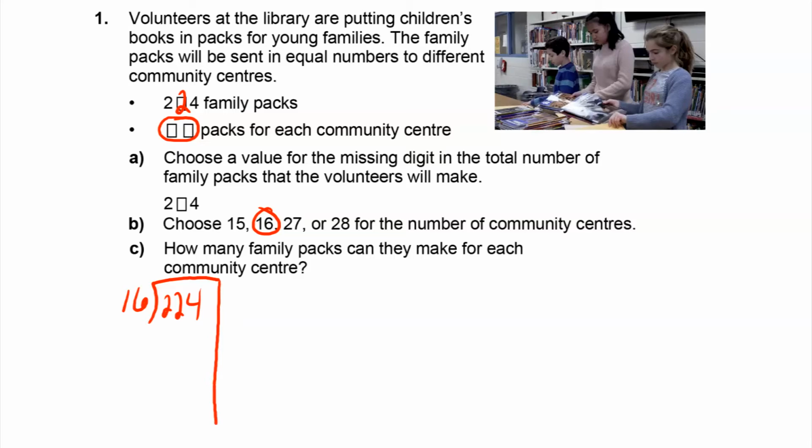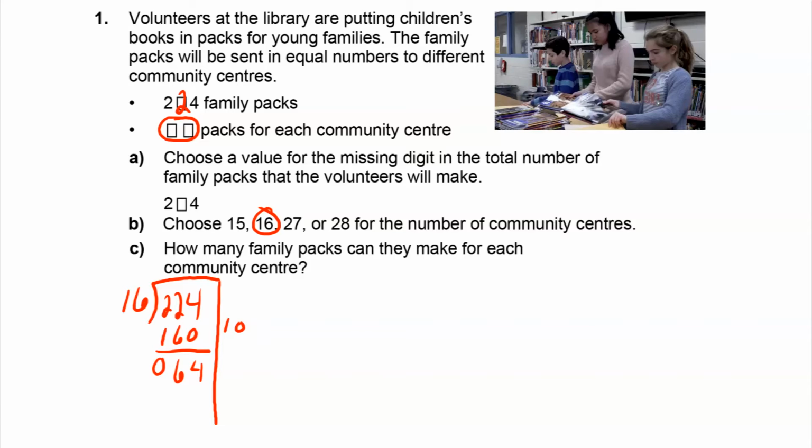I'm going to use the partial quotients method for doing my calculation. And I'm going to start off with saying, okay, I'm not really sure how many 16s would go into 224, so I'm going to start with 10. 10 times 16 is 160. Subtracting 160 from 224 gives me 64.